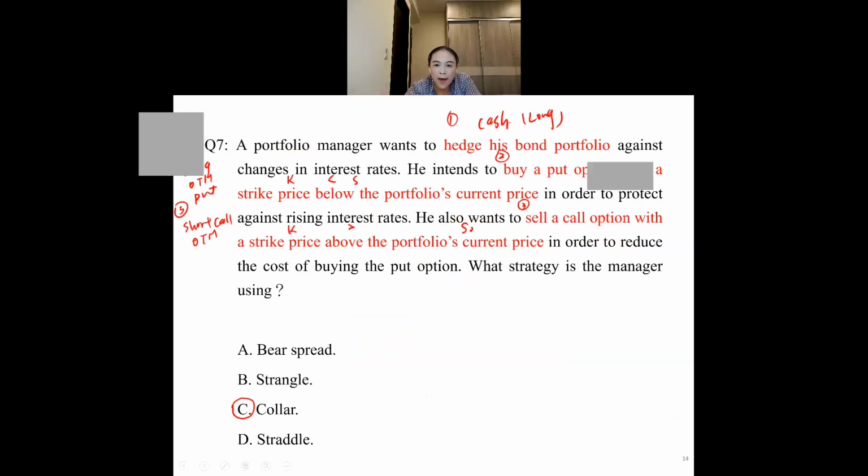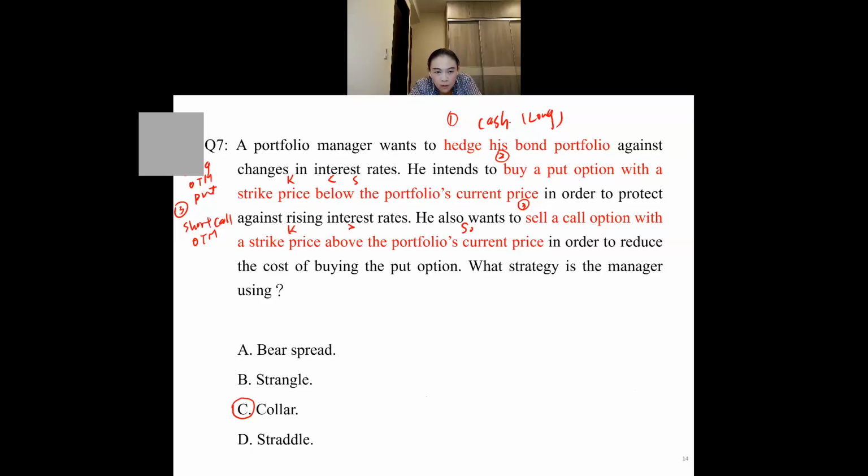Question 7. Take a look at the question. A portfolio manager wants to hedge his bond portfolio. So that's your cash position, the first position, against the change in the interest rate. He intends to buy a put option with a strike price below the portfolio's current price. So when you have a put option below the S, that means your put option is out of the money. Okay, remember, because it's lower than the spot.